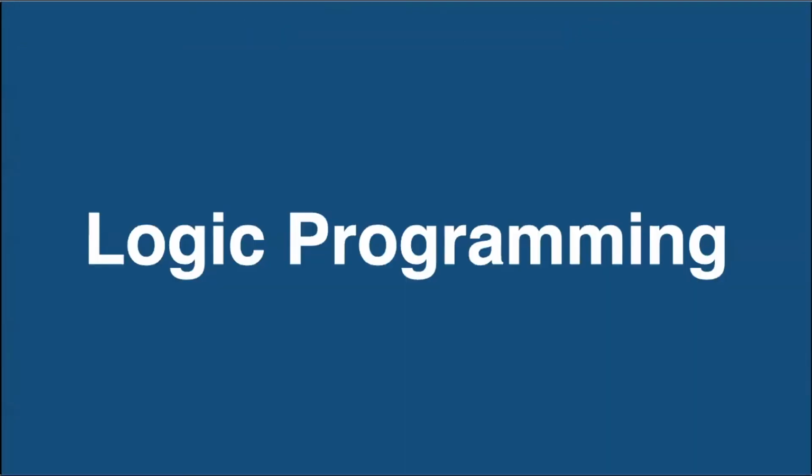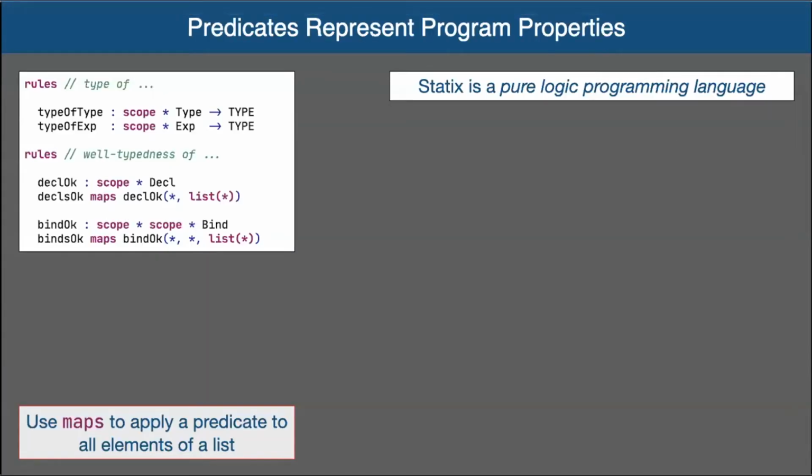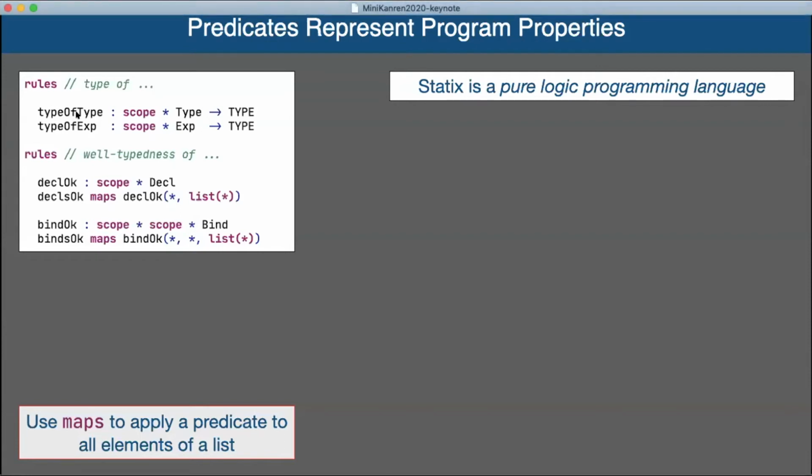Okay, so what is Statics? Statics is a logic programming language, and I think there is a connection to miniKanren. It's a pure logic programming language, so there's no backtracking and there are no cuts. What you do in Statics is define predicates. Here we see a predicate, type of exp, that takes a scope and an expression and produces a type.